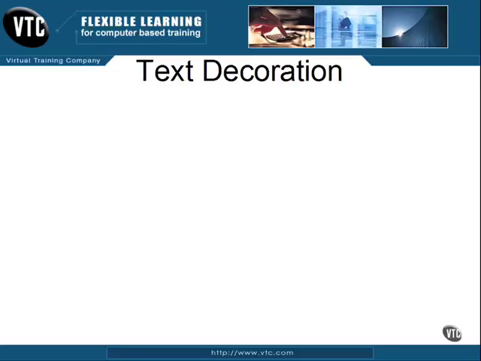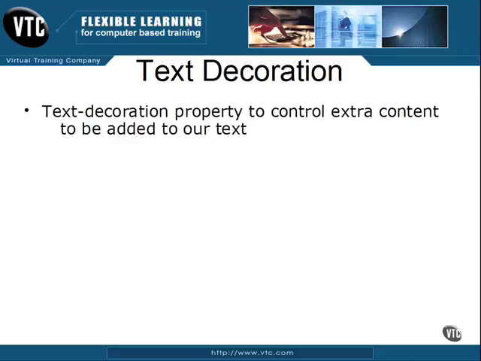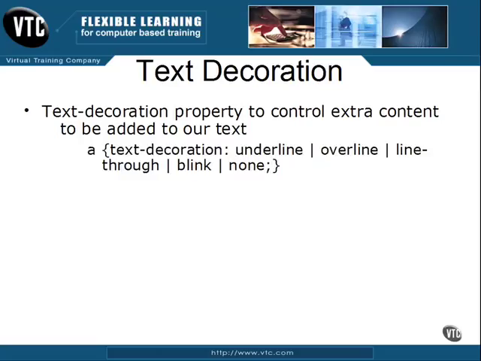In this movie, we look at how we can control additional decorations associated with our text. And to do that, we use the text decoration property to control such information. The text decoration property has a number of different options available, including underline, overline, line through, blink, and none.